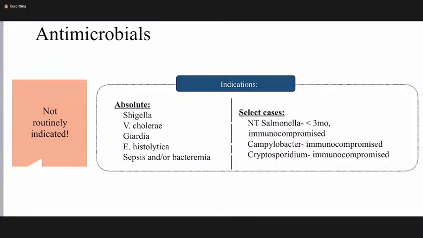Immunocompromised patients and children, from whatever reason, whether it's HIV or because of malignancy or whatever, are more prone to infections and even viral infections. And at that point in time, you may consider antibiotics early for such children. Okay, next slide.